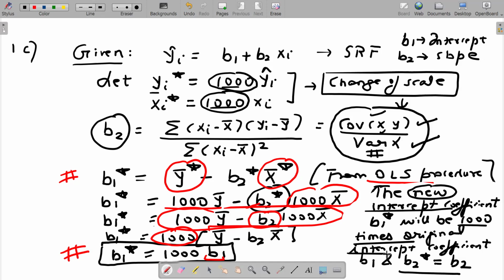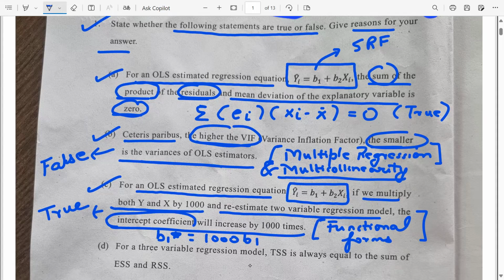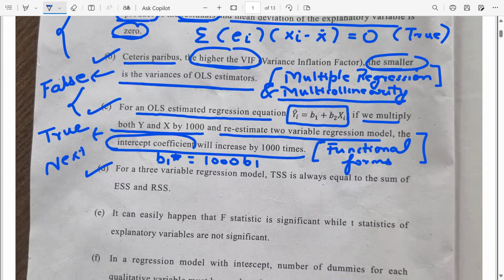So if I come back to the question, the intercept coefficient will increase by 1000 times, true. So statement C is true because I've shown that the intercept coefficient B1 star will be 1000 times B1. Hoping students have understood this. So I stop in this particular lecture. We have solved question 1 parts A, B and C in this lecture. In the next lecture, I'm going to start with the discussion of question 1 part B.